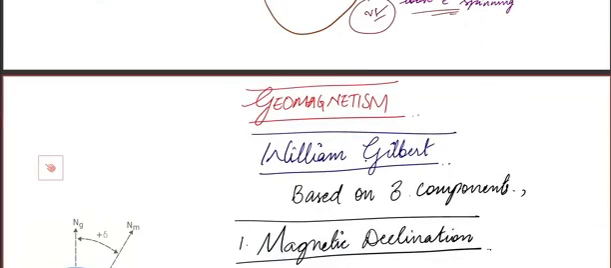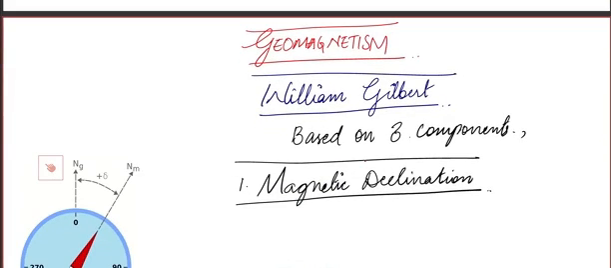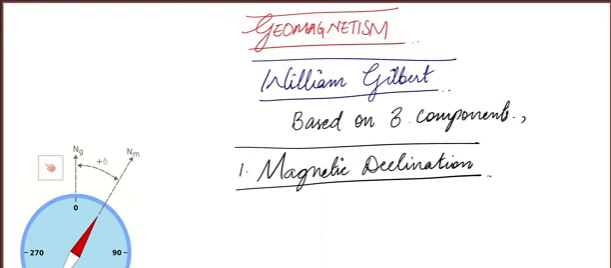So we'll get into what geomagnetism is. Geomagnetism was first studied, or first postulated, by William Gilbert. He is an American scholar, and he said that the magnetism in the interior of the earth is due to the rich iron present in it. So the magnetism is due to the rich iron in the interior of the earth.